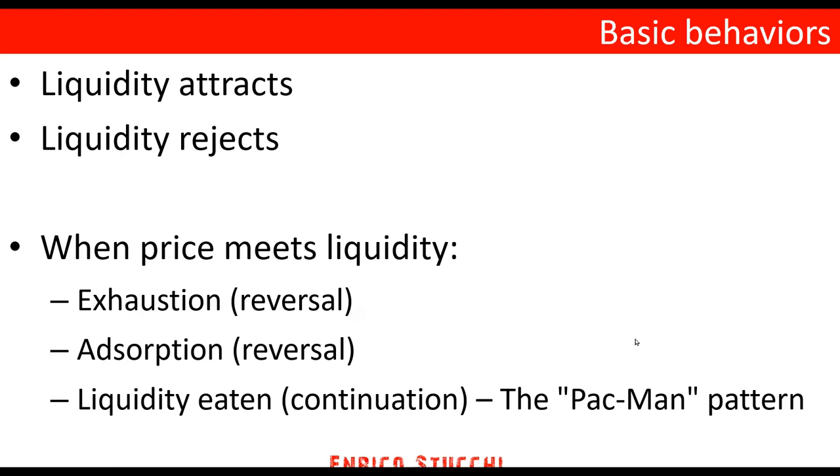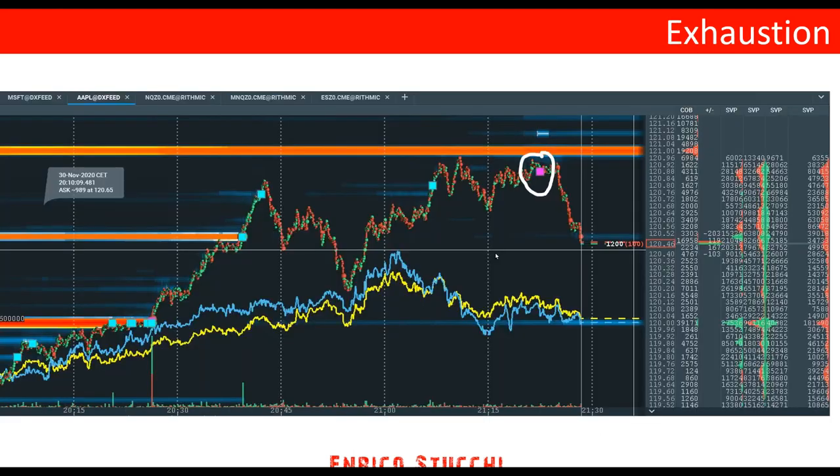I'm calling this the Pac-Man pattern. Let me show what exhaustion is, for instance. If you have watched Bruce's videos, you know very well what exhaustion, absorption, or a continuation are, but just a brief recap. What happens during an exhaustion? You have buyers that are running with the aim to destroy the resistance.